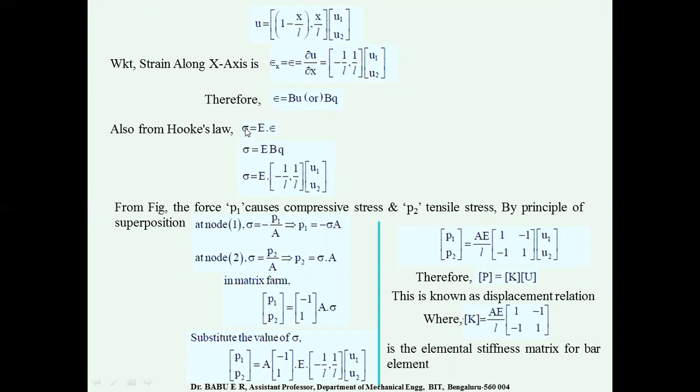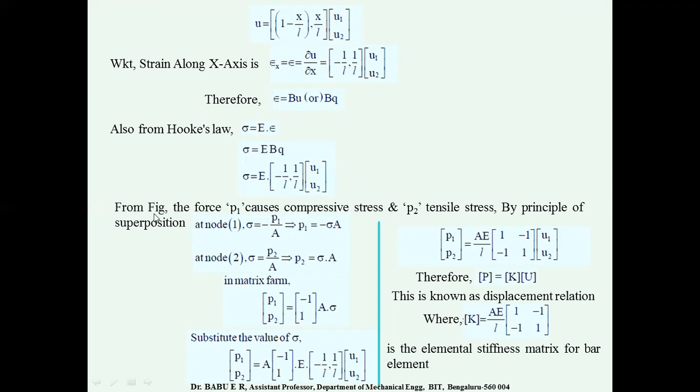From Hooke's law, stress is nothing but Young's modulus into strain. So sigma is nothing but E B Q, or sigma equals E into, so B is nothing but minus 1 by L comma 1 by L into U1, U2.